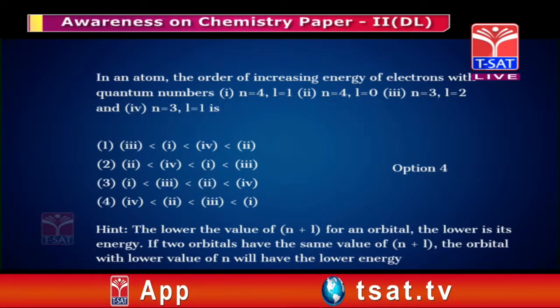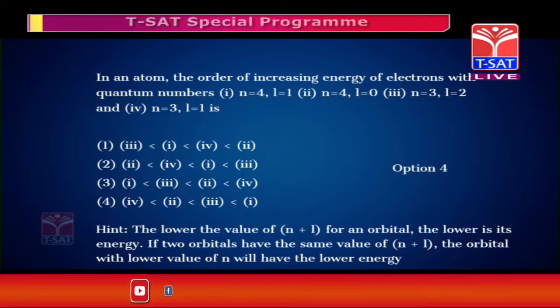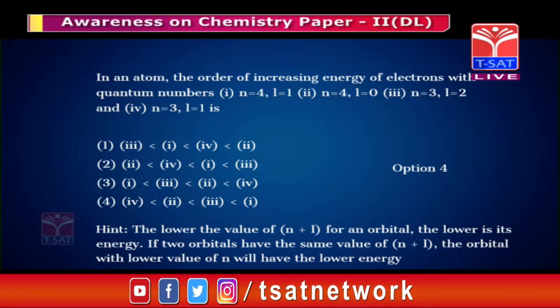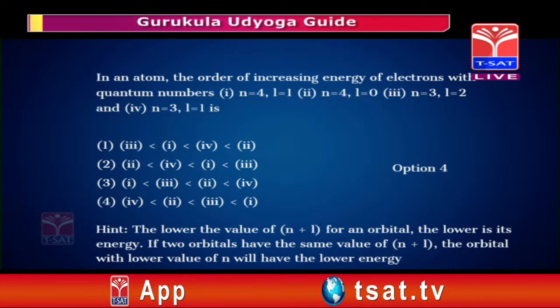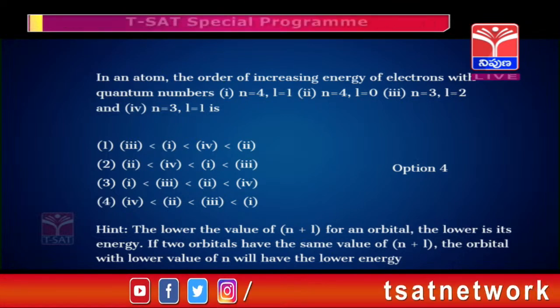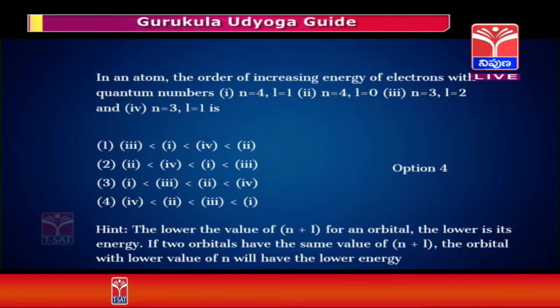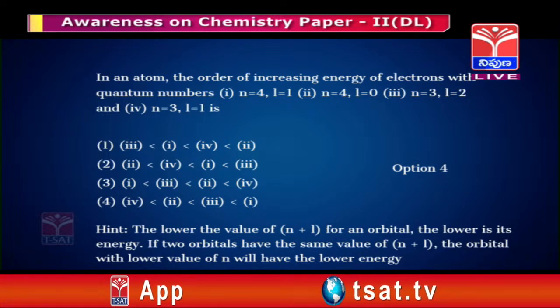It is an increasing order question. This type of descending and ascending order is also one type of pattern in the questions. So this is one type. The hint for this question is, the lower the value of n plus l for an orbital, the lower is the energy. If two orbitals have the same value of n plus l, then the orbital with the lower value of n will have the lower energy. In that way we see how the energy will be.